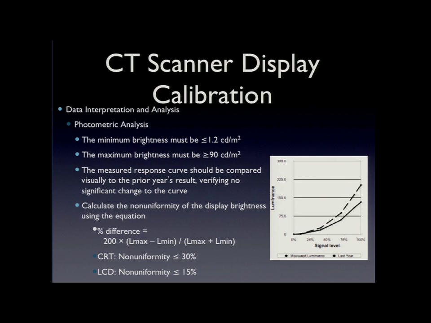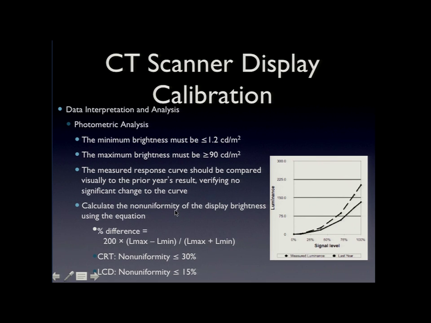Let's see if we can get that here. And this is the result of the plot. And then what you do is you plot what those are, and then you see if it's acceptable. And then you compare that from year to year. And then as well, you do a uniformity evaluation of it.